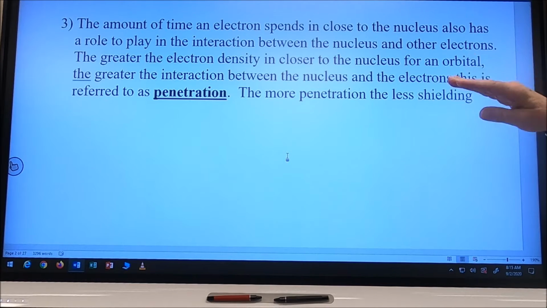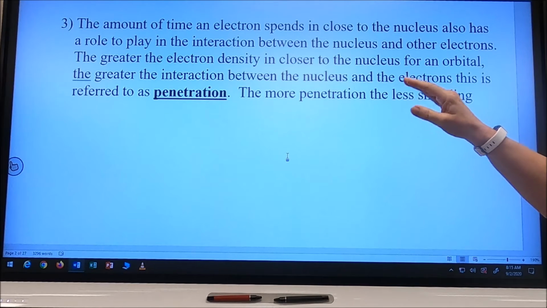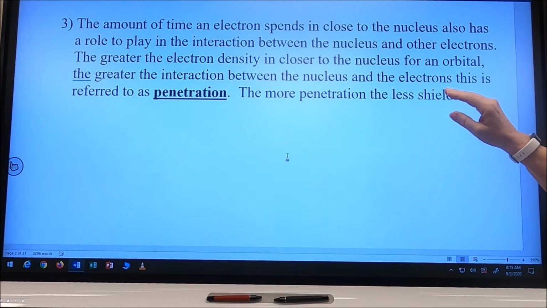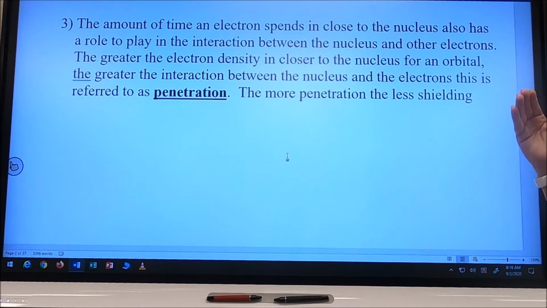The greater the electron density is closer to the nucleus, for an orbital, the greater the interaction between the nucleus and electron, and this is referred to as penetration. The more penetration that an electron has in close to the nucleus, the less shielding it experiences.